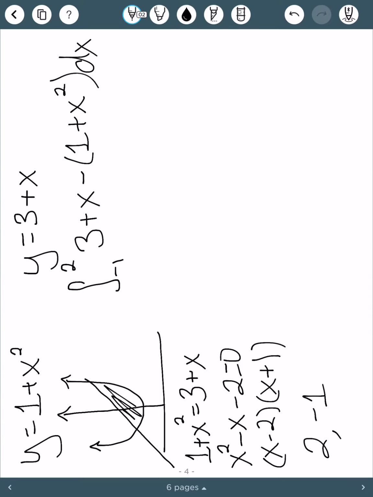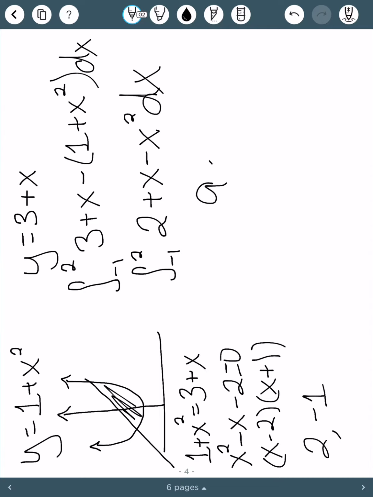So this gives us, once we distribute the negative sign, the integral from negative 1 to 2 of 2 plus x minus x squared dx. And while this is written in a slightly different order, this is the same integral as the first problem that we did. So we can say that this is 9 over 2.